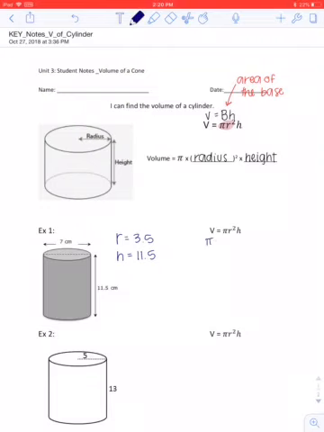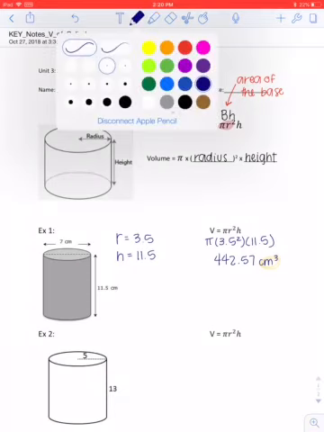So I'm going to have pi times 3.5 squared times 11.5, which is my height. And when I multiply all those values together and then hit the fraction to decimal button to get rid of the pi value, I'm going to have approximately 442.57 cubic centimeters. Remember that our units are always cubed when we're dealing with volume. So if you want to add that to your notes.